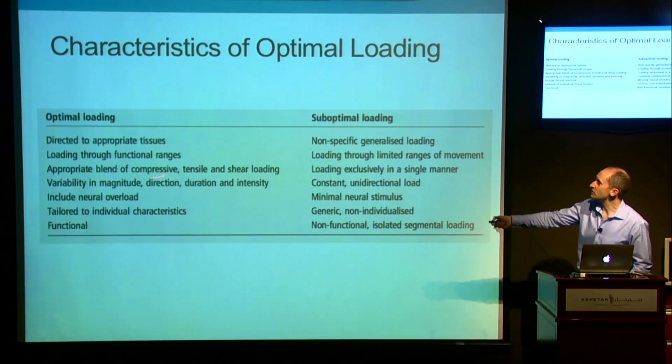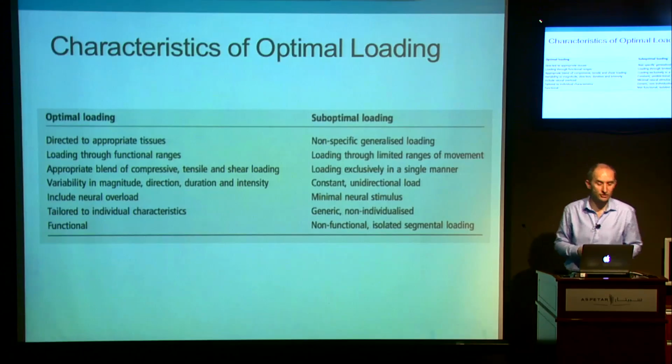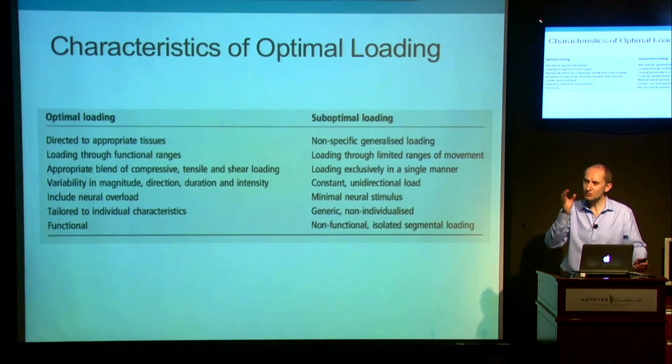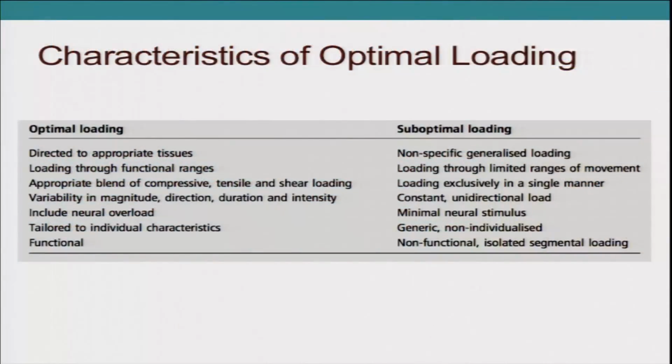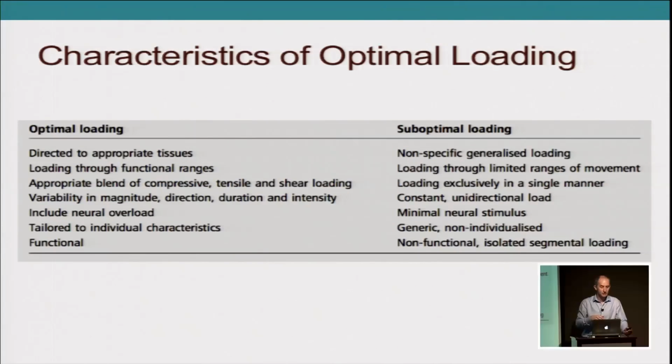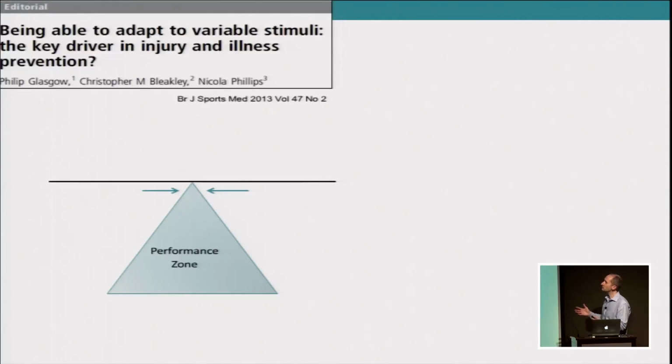So what are the characteristics of optimal loading then? Well, we direct it to the appropriate tissues. It's through the functional ranges. So we're getting the right type of loading in terms of stress, strain, tensile load, shear load. We're considering the neural overload in the nervous system, and we make it tailored to the individual characteristics, unlike non-specific, generalized, non-functional loading. Because ultimately what we're trying to do is increase the capacity of that person to operate in a number of different characteristics.